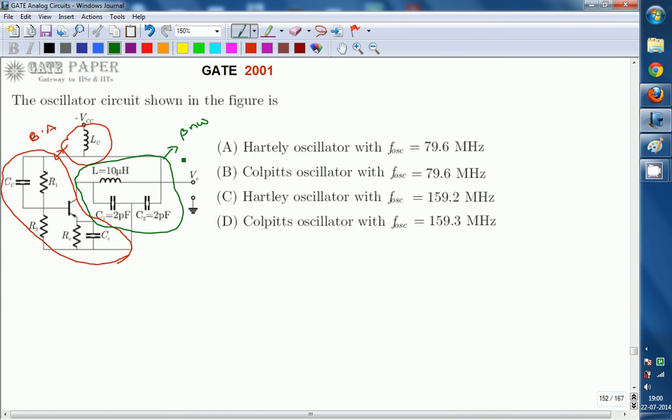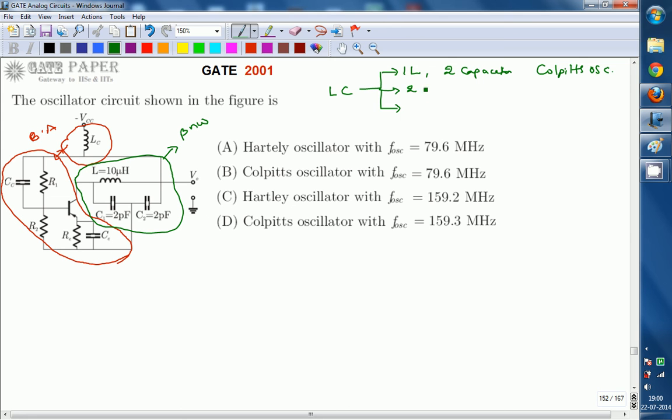Whenever it is L and C elements, there are three different types possible with an LC beta network. If the beta network consists of LC, at that time there are three cases possible. If you have one inductor and two capacitors, at that time it is called a Colpitts oscillator. One inductor and two capacitors is nothing but a Colpitts oscillator.